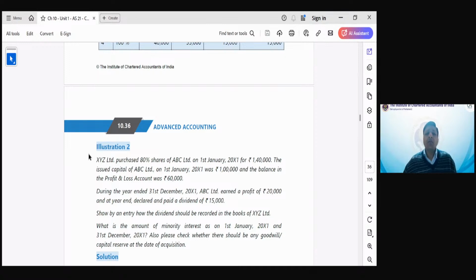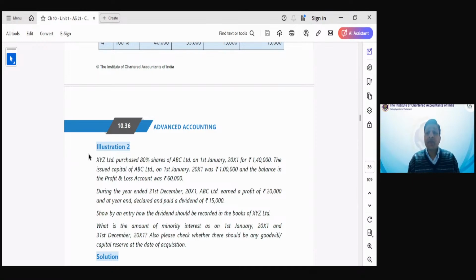Plus, what is the amount of minority interest on 1st January X1 and 31st December X1? You are also required to compute the minority interest on the date of acquisition as well as the year end. You are also required to calculate the amount of any goodwill or capital reserve on the date of acquisition. So three things are required. One, on the date of acquisition, goodwill, capital reserve, minority. Second, on the date of reporting, the same goodwill, capital reserve that you carry plus the minority interest. Third, accounting treatment of the dividend which has been declared by ABC.